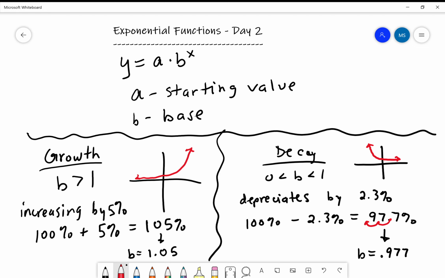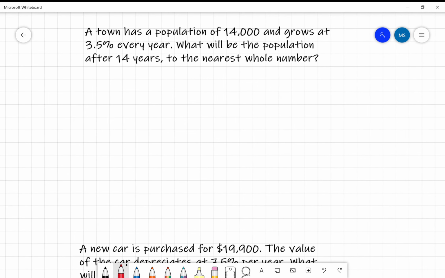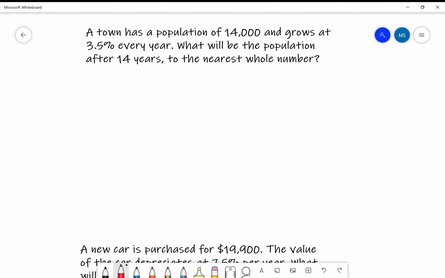So you want to be able to recognize that if they're increasing, we increase 100 by whatever percent they give us, then we convert that to a decimal. If it's depreciating or decaying by a certain percent, we subtract that from 100, and then again we convert that to a decimal. We're going to look at 4 different examples, 2 that are growth and 2 that are decay. So a town has a population of 14,000 and grows at 3.5% every year. What will be the population after 14 years to the nearest whole number?